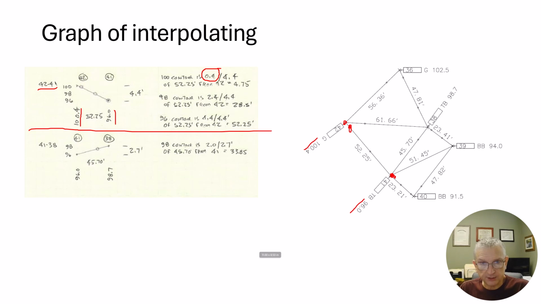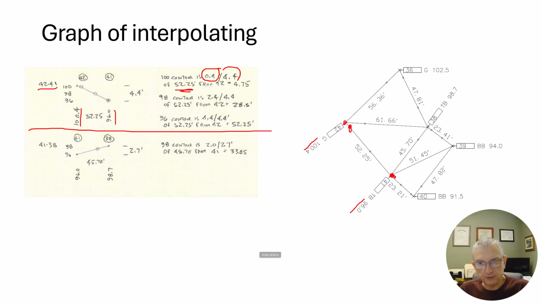The total difference in elevation that we will achieve between 42 and 41 is 4.4. Now the distance between them is 52.25. And this is all set up from one point. You have to think about one point as your host point. That's where everything's measured from. The other point is just there to provide data.